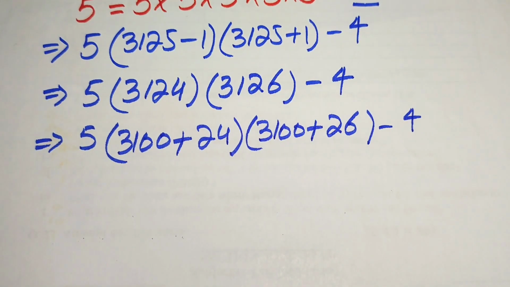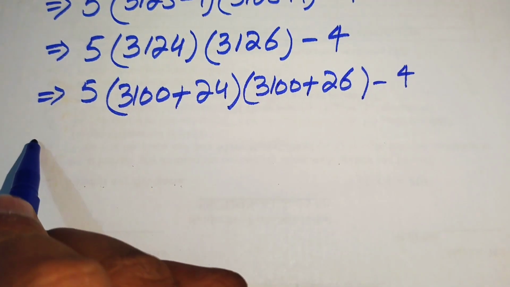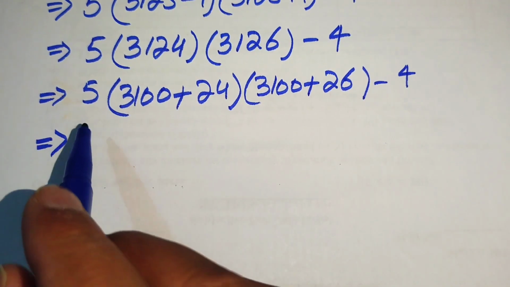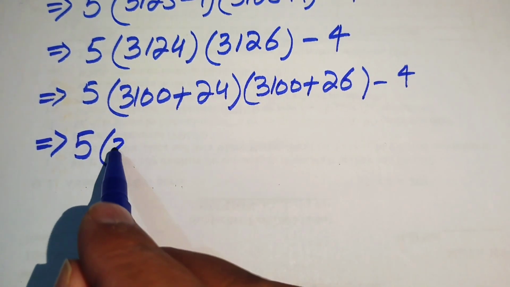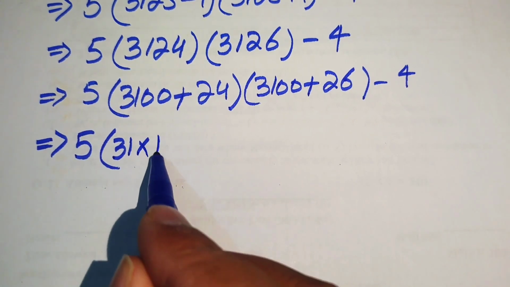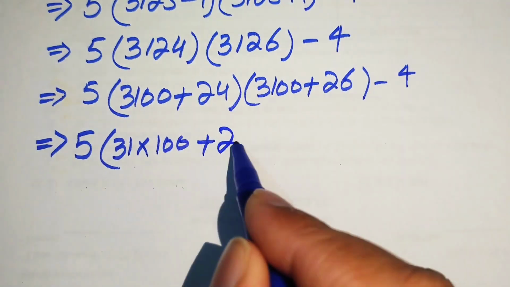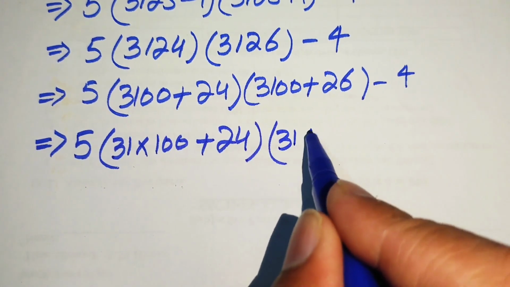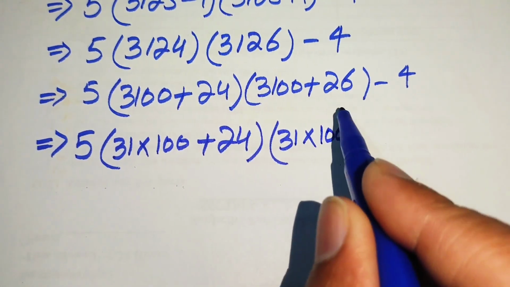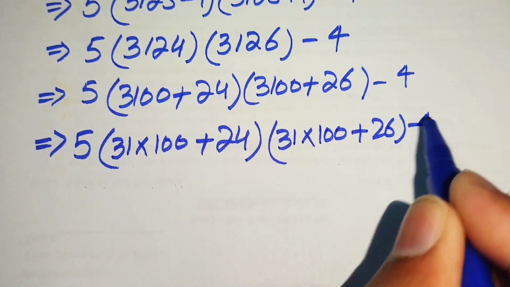And now after this step we need a more simplified form of this expression, so we write it as 5 into, this is 3100, and we write it as 31 multiplied by 100, then you get 3100, and this is plus 24. Similarly, we write this expression as 31 multiplied by 100, and this is plus 26 minus 4.